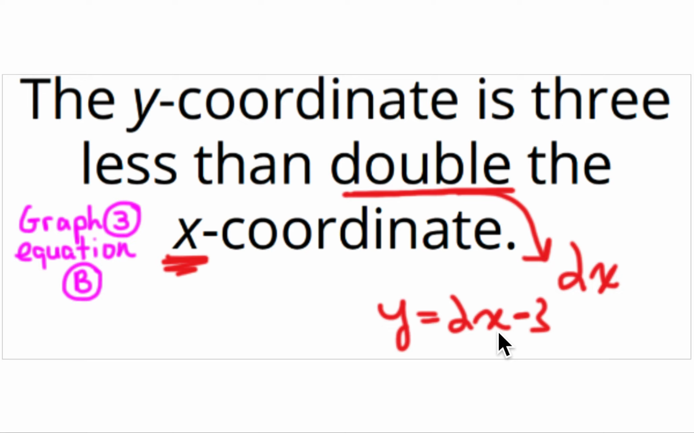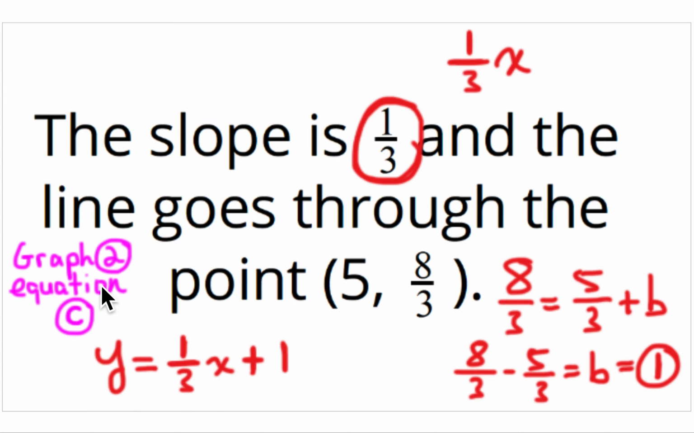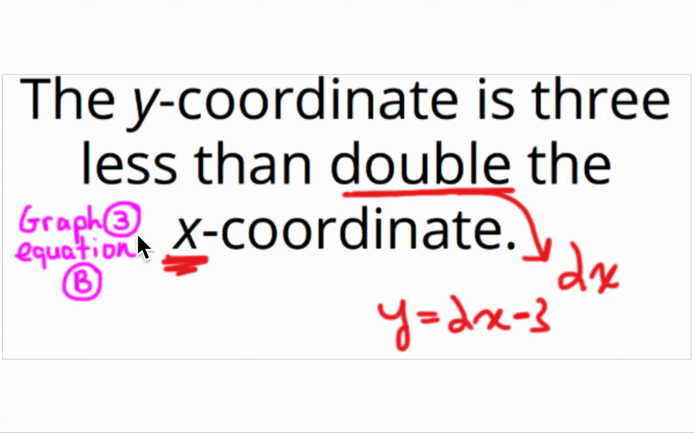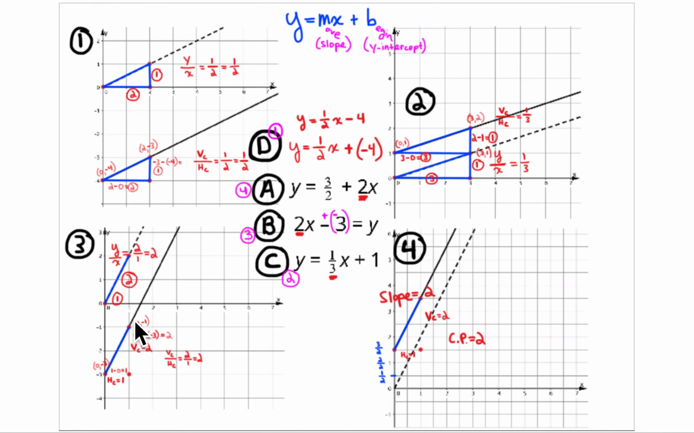So if the x-coordinate is 2, 2 times 2 is 4, 4 minus 3 is 1. So this point would be at (2, 1). And so that's graph 3, equation B. Let's see if I can find this in here. So graph 3, equation B.